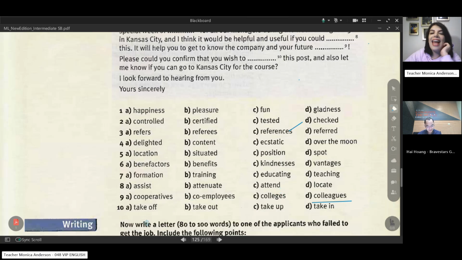And we have phrasal verbs: take off, take out, take up, take in. So let's see. Please, could you confirm that you wish to, you wish to what? Take off. Of course, take up. So take off is to leave the ground, and take out is normally a meal that you buy at a store and then you take it. And take up is to start something new, and you can also use take up for activities, sports. I want to take up, for example, yoga.